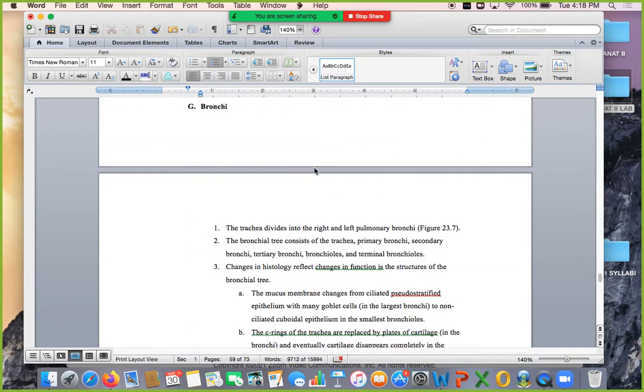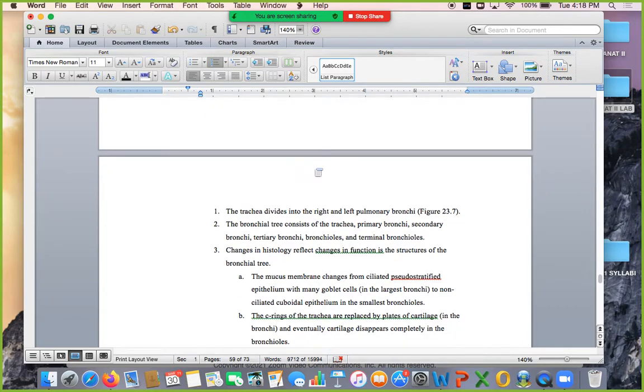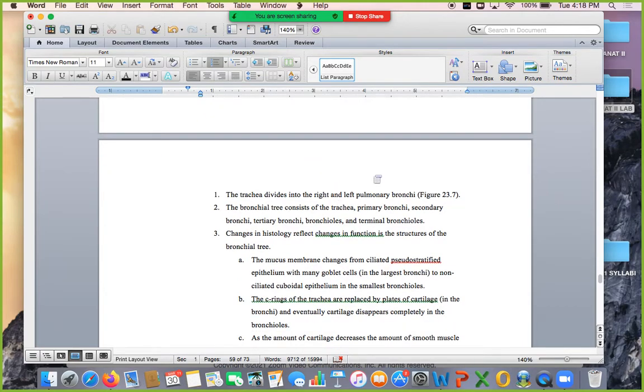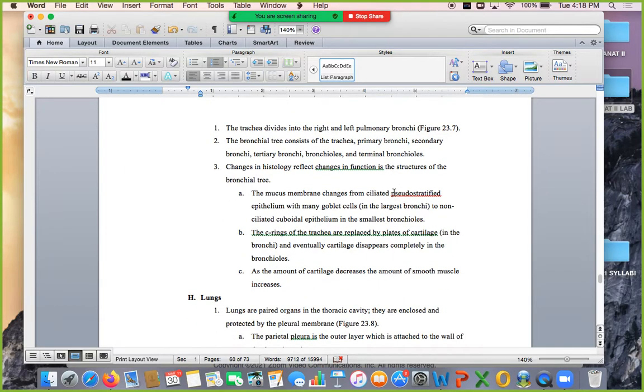All right, so in the trachea, we're going to split into the left and right pulmonary bronchi. And then from there, we're going to split from the bronchi into the secondary bronchi, tertiary bronchi, bronchioles, and terminal bronchioles. And so if you look at the histology, we're going to see changes as we move down the bronchial tree, namely with the different layers.